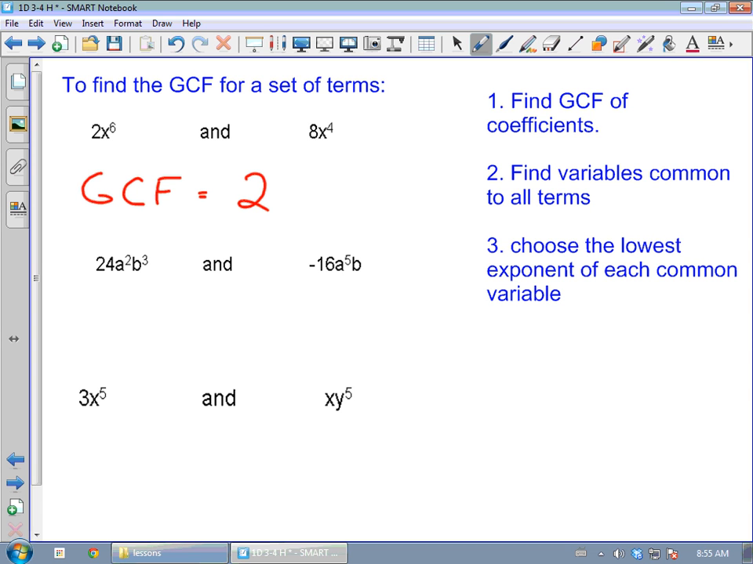So we've got the greatest common factor of the coefficients. Now, we look for variables that are common between these 2 terms. Well, we see an x here, and we see an x here. So x is common. So our greatest common factor has to have an x in it as well. Then we get to step 3, choose the lowest exponent of each common variable. Well, here I see an exponent of 6. Here I see an exponent of 4. So I choose the lowest of those 2, 4. So my greatest common factor is going to be 2x to the power of 4.